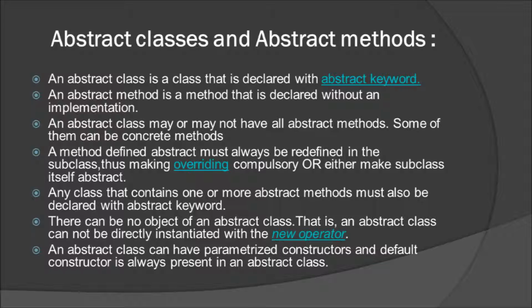There can be no object of an abstract class. That is, an abstract class cannot be directly instantiated with the new operator. An abstract class can have parameterized constructors, and a default constructor is always present in an abstract class.